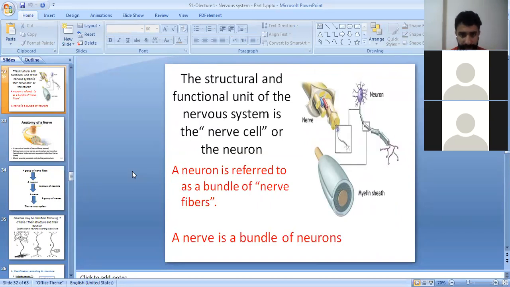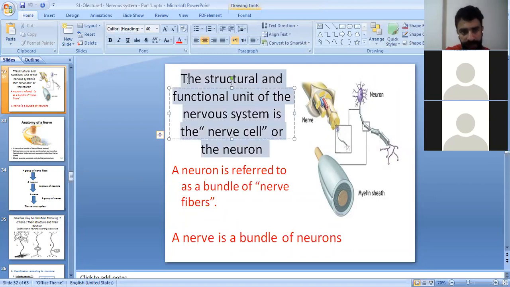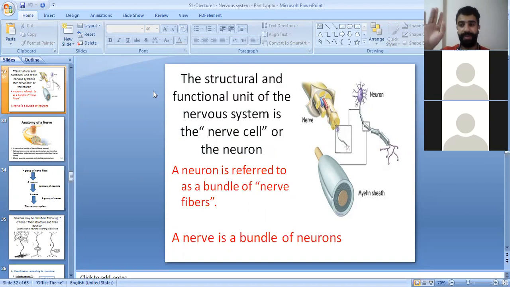Neuron, the structural and the functional unit of the nervous system. The smallest unit of the nervous system is called the nerve cell, or we call it a neuron. From now on, it's not called a nerve cell. We call it a neuron. So the neuron is the structural and the functional unit, the smallest unit that forms the nervous system. The neuron is a collection or a bundle of something called nerve fibers. And the nerve is a collection of neurons.